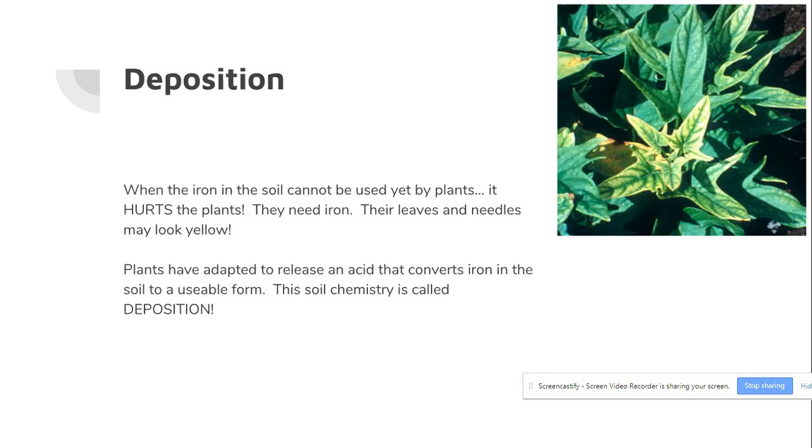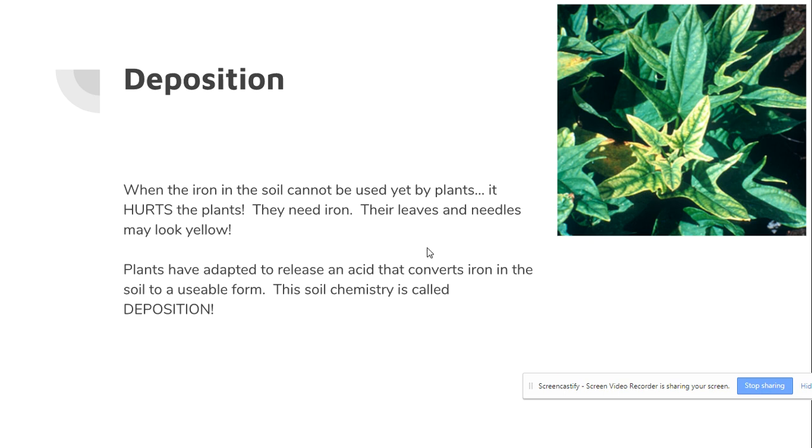All right, deposition. This was a vocab word. This is what happens when there's iron in the soil that either cannot be used by plants or there's no iron in the soil. No iron is bad. It actually can cause your plants to turn yellow. Gardeners, this is a gardener's nightmare.